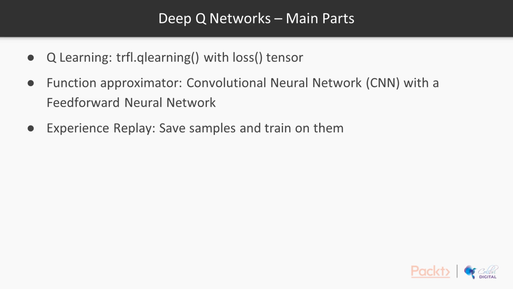needed. The third major part of the DQN is the use of experience replay. As the agent interacts with the environment, it saves experiences into a memory buffer. The agent then trains on samples from that buffer. Experience replay generally helps off-policy methods like DQN be sample efficient and can prevent overfitting.